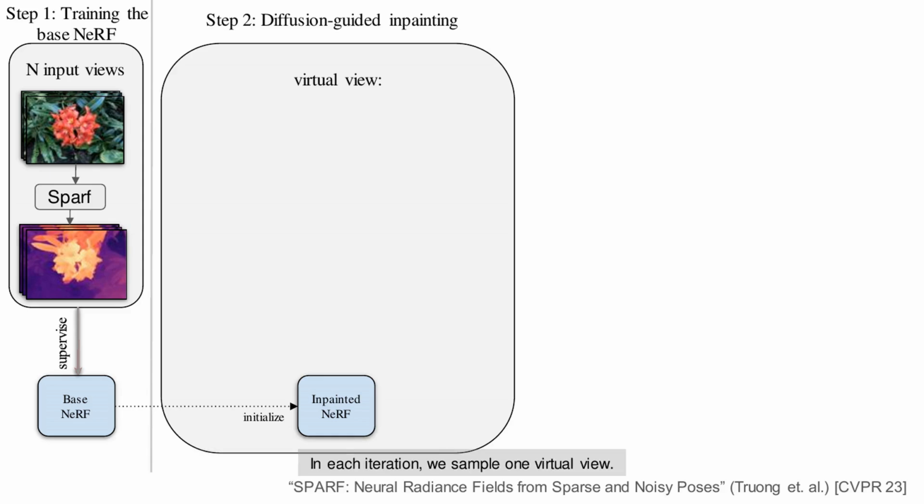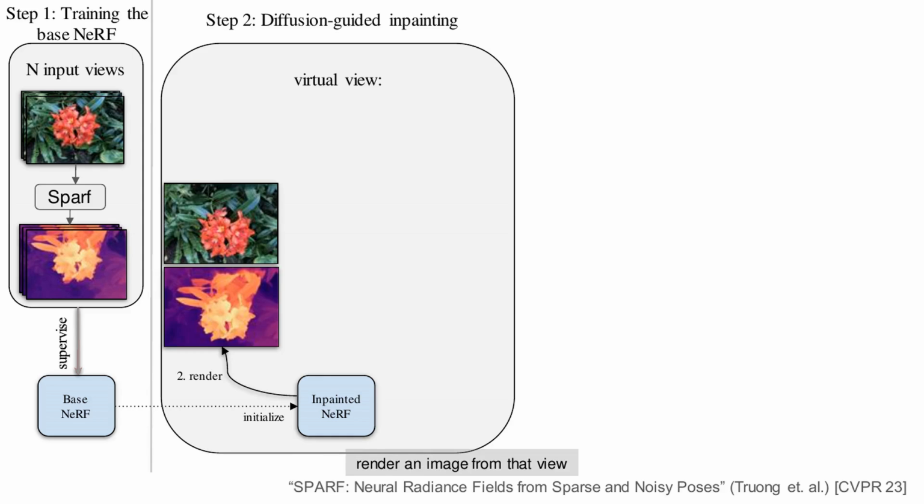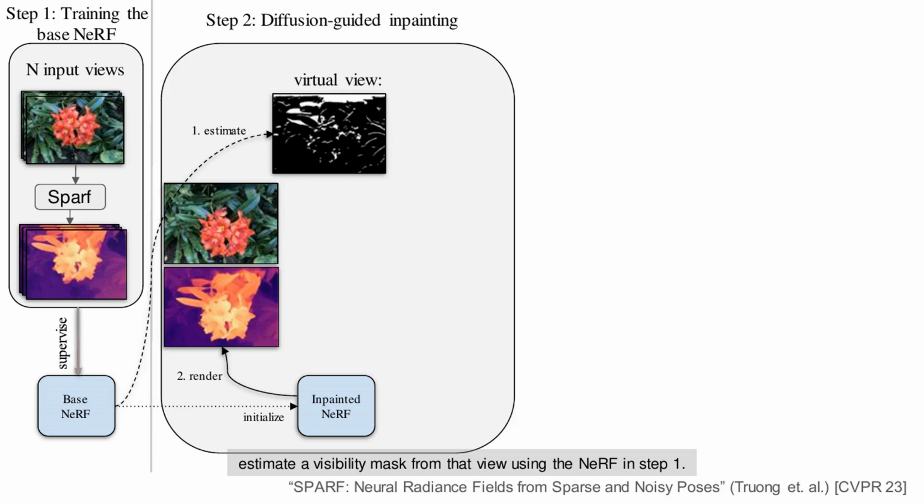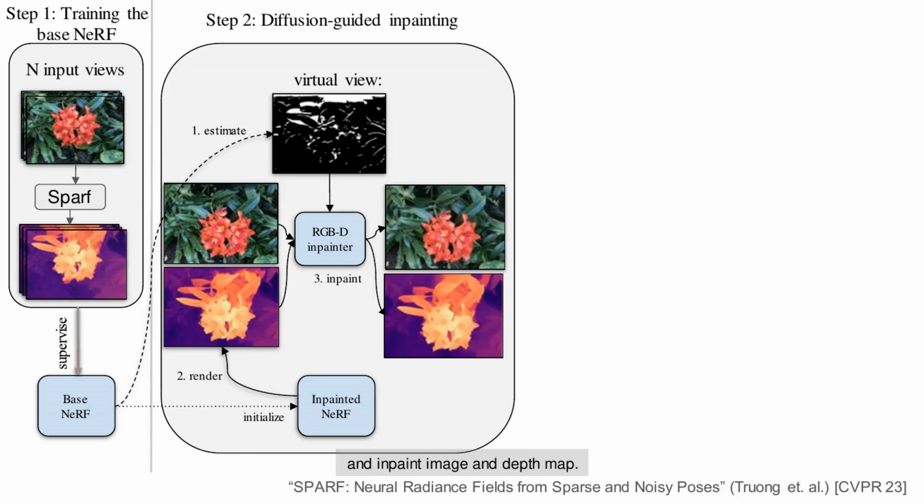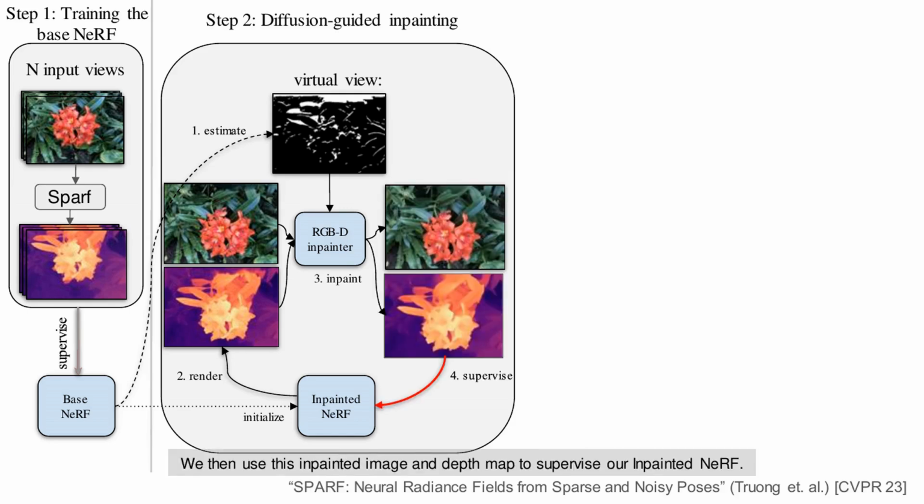In each iteration, we sample one virtual view. Render an image from that view. Estimate a visibility mask from that view using the NeRF in step 1. Feed the image and visibility mask to the RGBD inpainter. And in-paint image and depth map. We then use this in-painted image and depth map to supervise our in-painted NeRF.